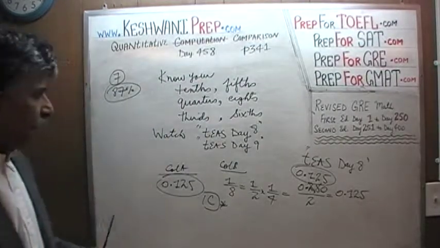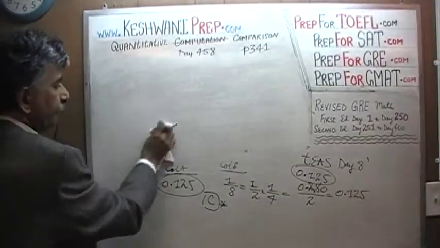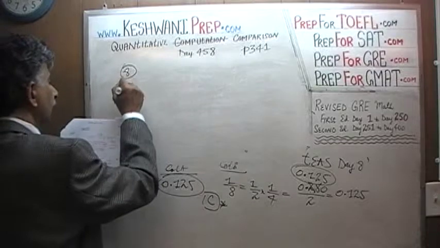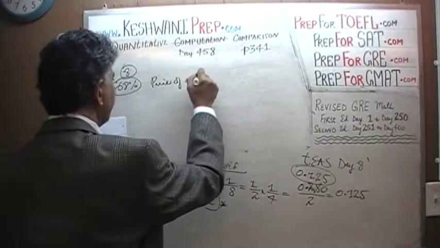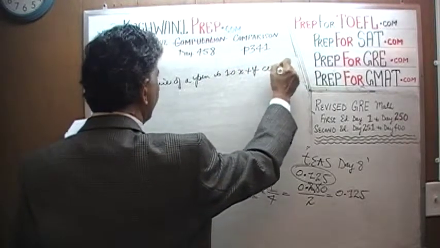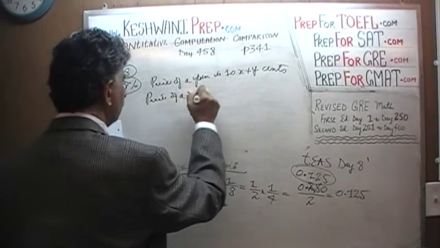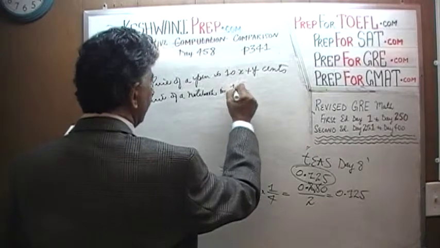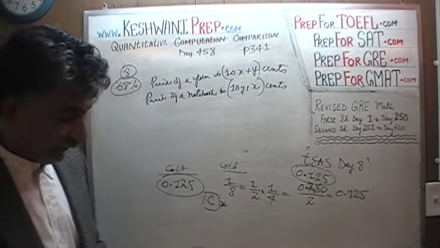Question number 8. In question number 8 we are told, here 68% of people got it right. We are told that the price of a pen is 10x plus y cents. We are also told that the price of a notebook is 10y plus x cents.